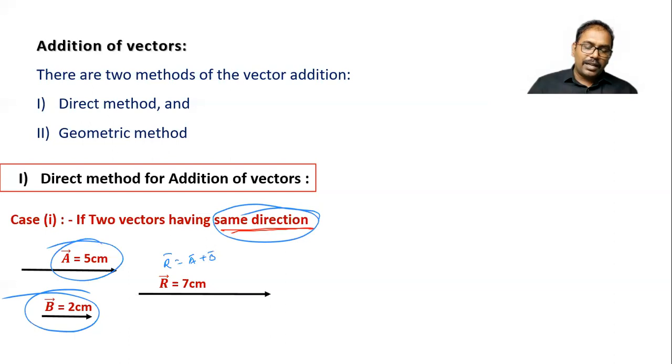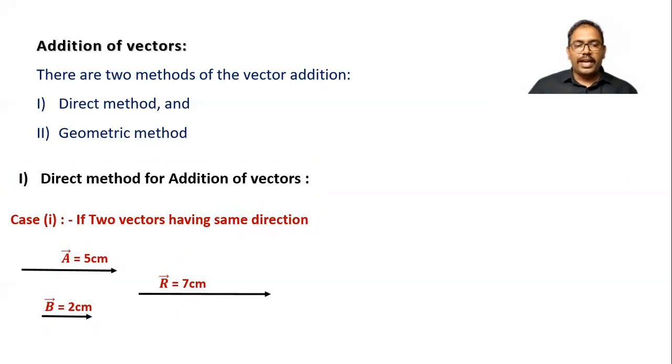And this R bar is the resultant of A and B. So this is a resultant vector. Remember one thing here: if two vectors have the same direction, then we can add them directly.